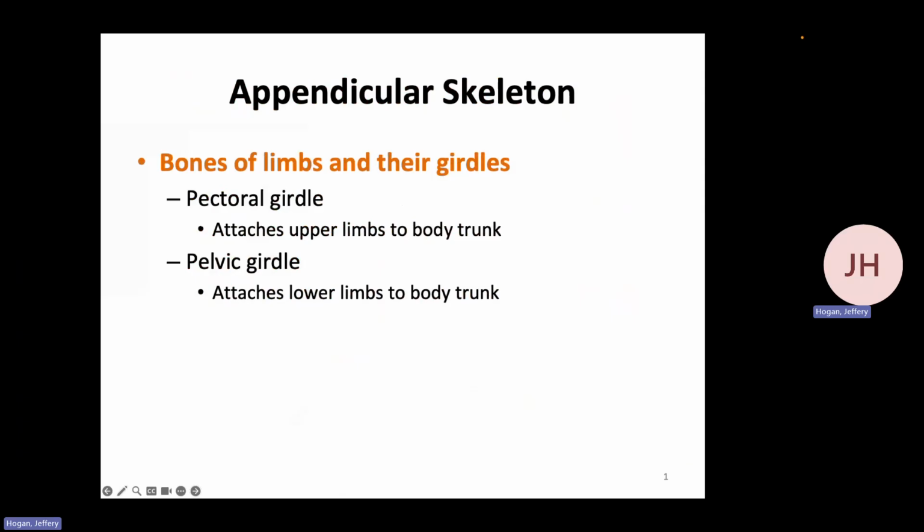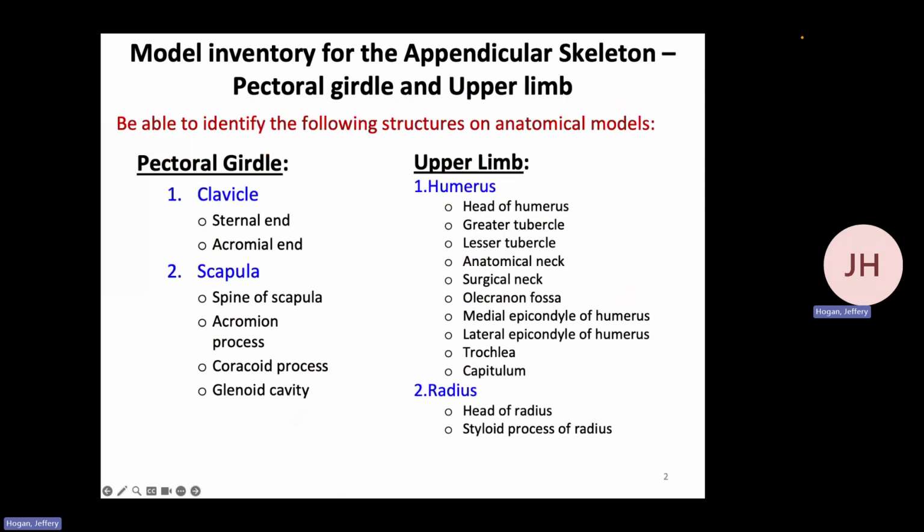So taking a look here. Just a few bones in the respective girdles, right? So the pectoral girdle is the clavicle and scapula. The only features you need to know are the sternal end and the acromial end. So the sternal end is touching the sternum, and the acromial end is touching the acromion process of the scapula. We'll take a look at that. And then, of course, the scapula, the shoulder blade itself.